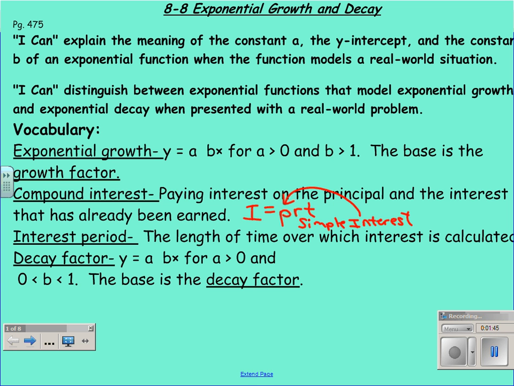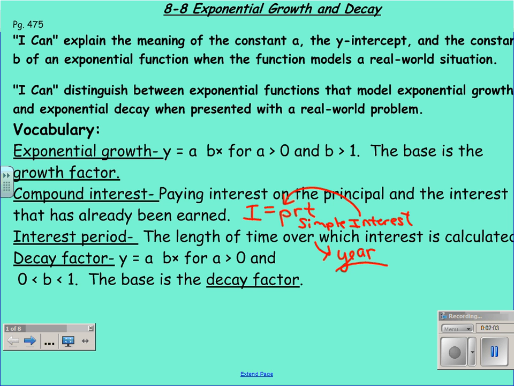Interest period, the length of time over which interest is calculated. Normally we think of interest period in general in terms of a year, and then how the different ways to calculate are proportional to a year.